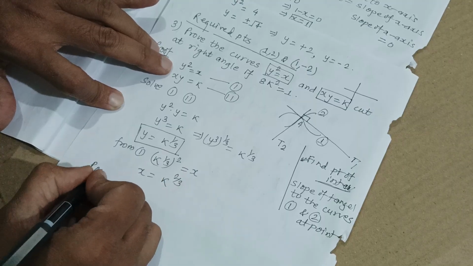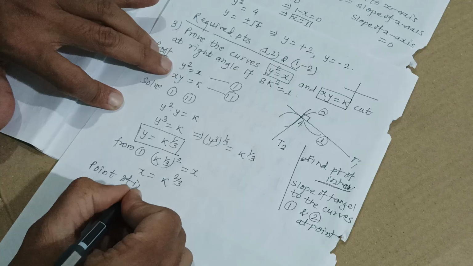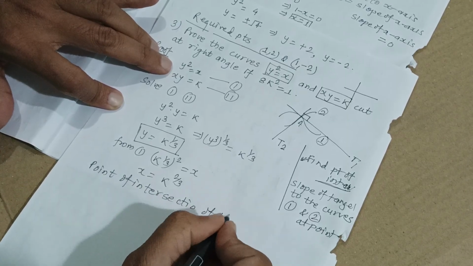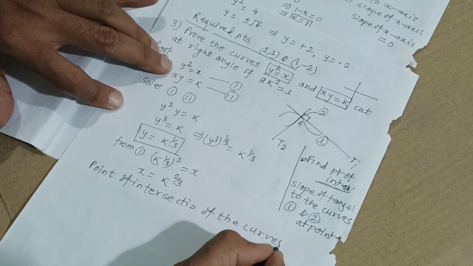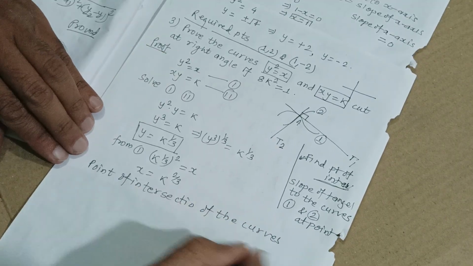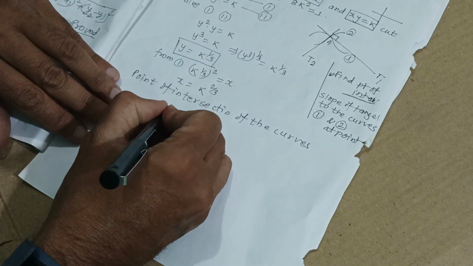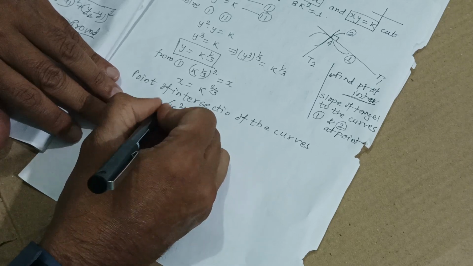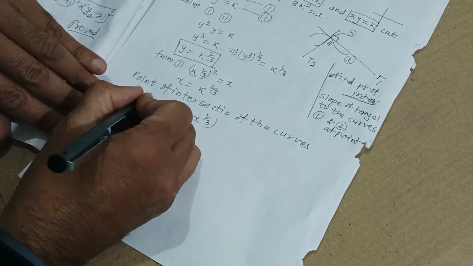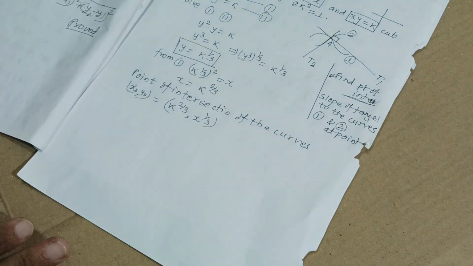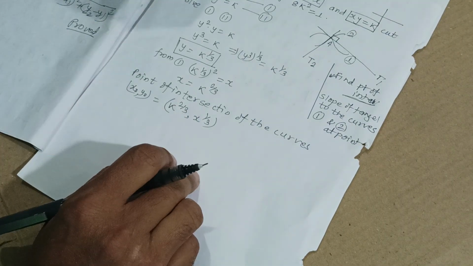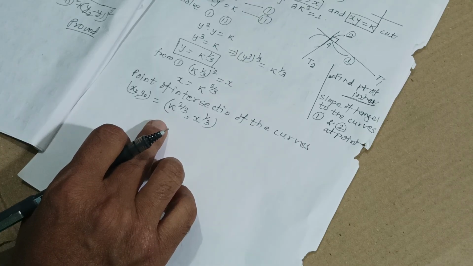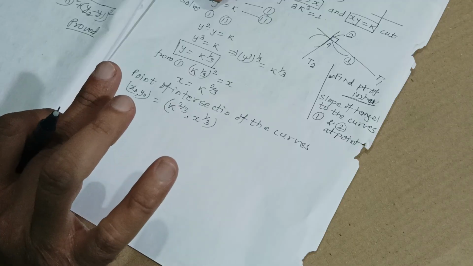It means we have got the point of intersection of the curves. The x coordinate is k to the power 2 by 3 and the y coordinate is k to the power 1 by 3. This is the point of intersection, that is x naught, y naught or x1, y1. Now next we have to find the slope of the tangent to the first curve and second curve at this point of intersection.